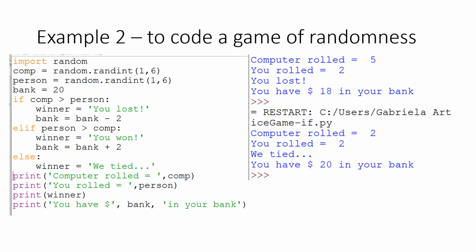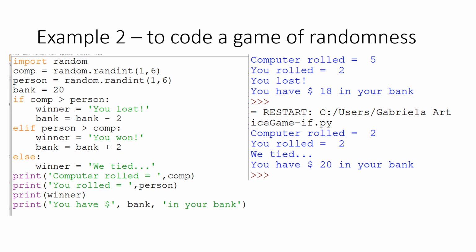So on the right hand side, you see my sample runs. I just run it twice, and I have one that the computer wins and one that there is a tie. You folks run it as many times as necessary so you get the 3 possibilities: winning, losing, and tying. So computer rolled a 5, you rolled a 2, you lost, and now you have 18 in your bank. So you started with 20, now it went to 18.